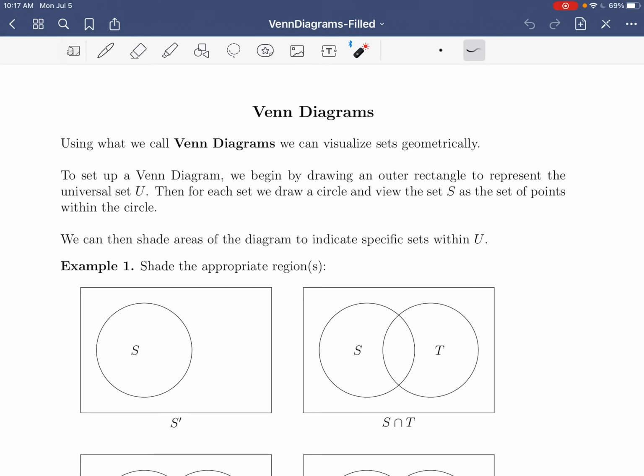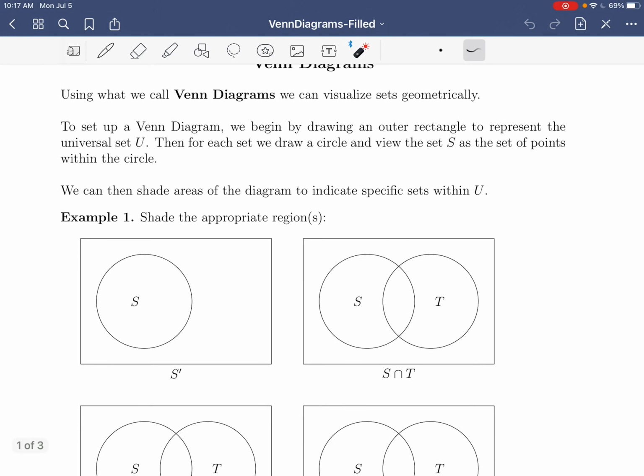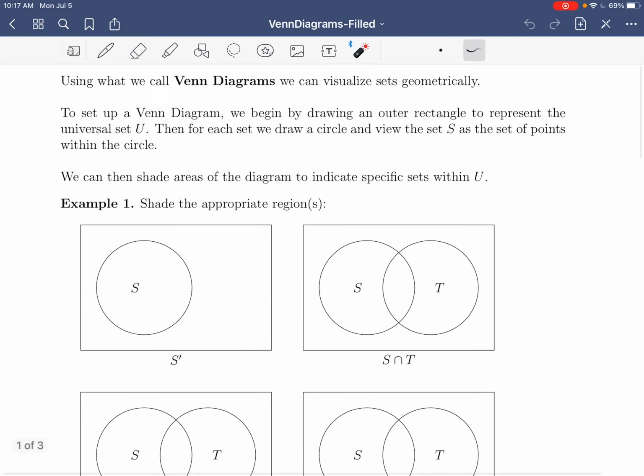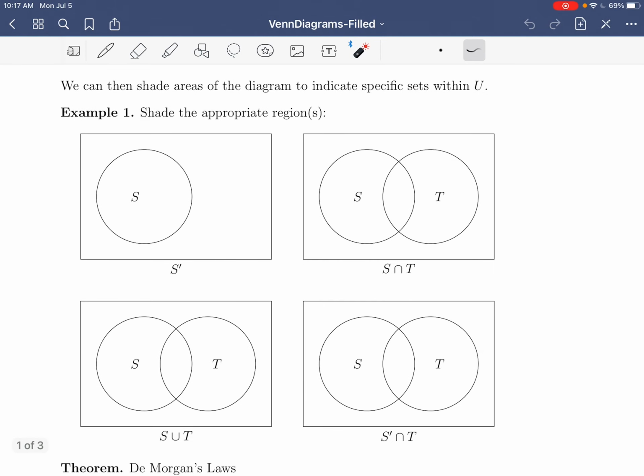So to set up a Venn diagram, we begin by drawing an outer rectangle. Okay, so this represents the universal set U. And then we're going to draw a circle for each set. So if you're in set S, you're going to be inside the circle, and if you're in S complement, say, then you're going to be outside the circle. Okay, so you can first visualize the sets by shading.